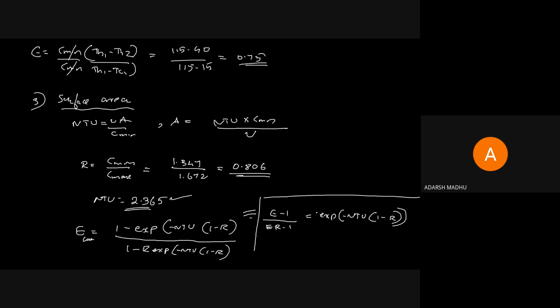So here we can calculate the value. The only unknown value will be NTU. E is known, R is known. We can find the value of NTU directly from here. E minus 1 by ER minus 1 equal to exponential of minus NTU into 1 minus R. So E minus 1, that is 0.75 minus 1, divided by ER minus 1.